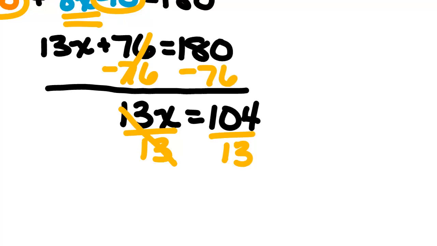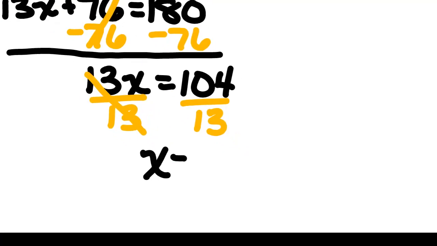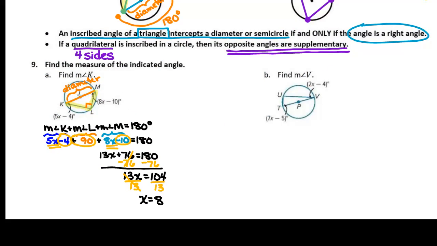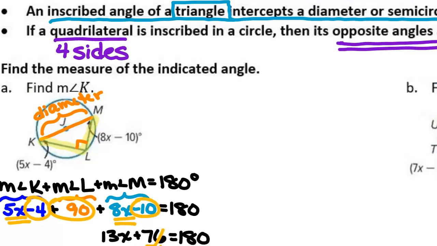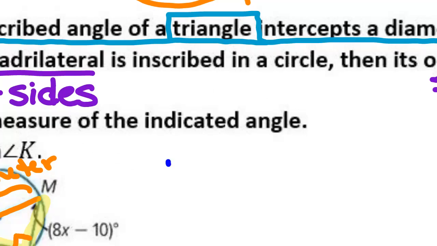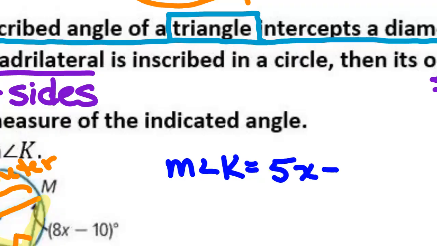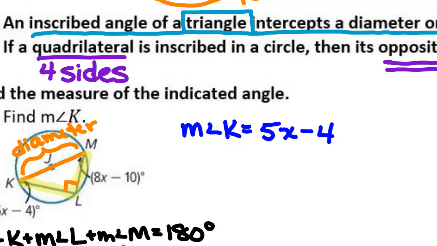What do we get for x? 8. X is 8. That isn't what they asked me to find in this problem, but I needed x in order to solve this problem. They wanted me to find the measurement of angle K. And the measurement of angle K, according to the picture, is 5x minus 4.